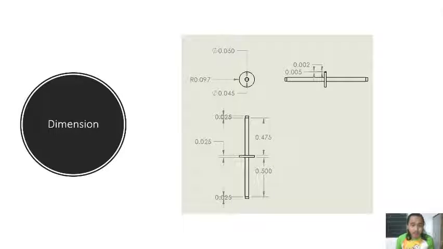In this slide, we can see the dimensions that we used for our model in our simulation. So this is the front view, the side view, and the top view.